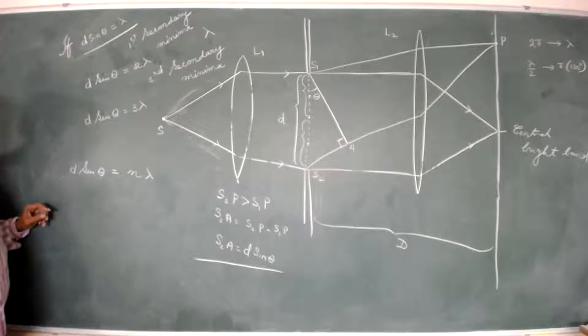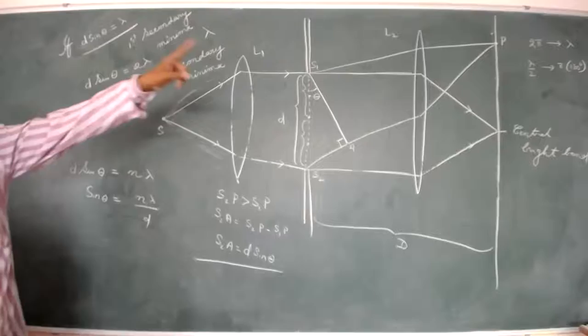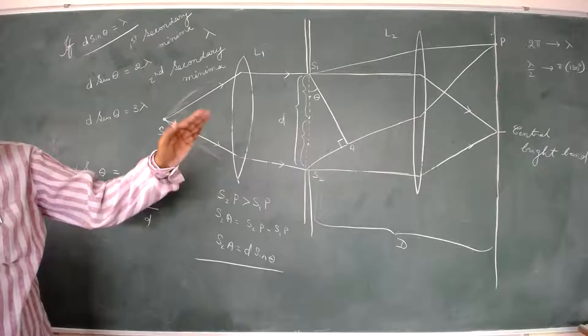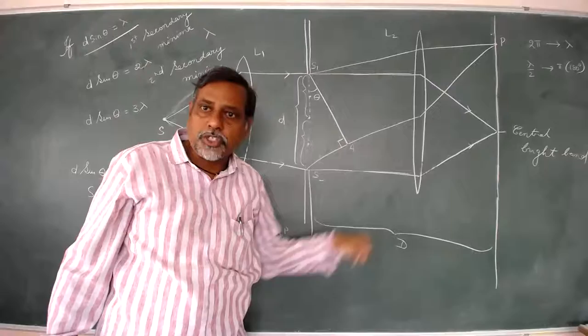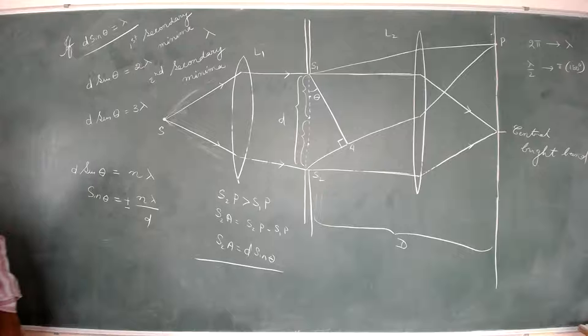N lambda. Got it? So here you see, sine theta in this particular case is n lambda by d. Whatever point P I have taken, whatever secondary minima I was discussing, all are above the central band. The same type of phenomenon takes place below the central band also. Below is negative, above is positive. Therefore, this sine theta can be written as plus or minus. In the books, you must have seen plus or minus. There is a meaning. Plus or minus n lambda by d.